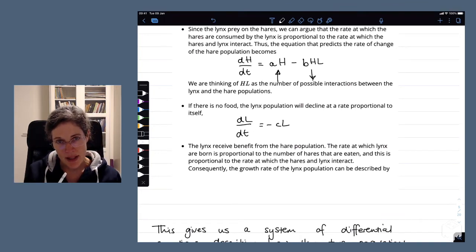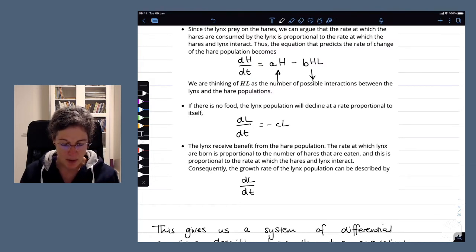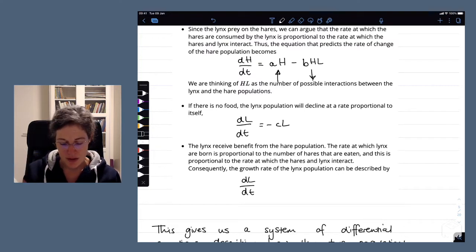And now we need to think a little bit more. Now suppose we have bunnies in there. What is this going to do to the lynx population? So our lynx receive a benefit from the hare population. The rate at which a lynx is born, so we can think about the fact that the lynx gets to eat bunnies and survive and reproduce results in more lynxes.